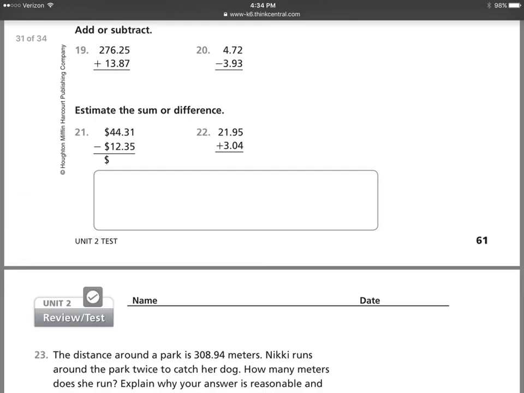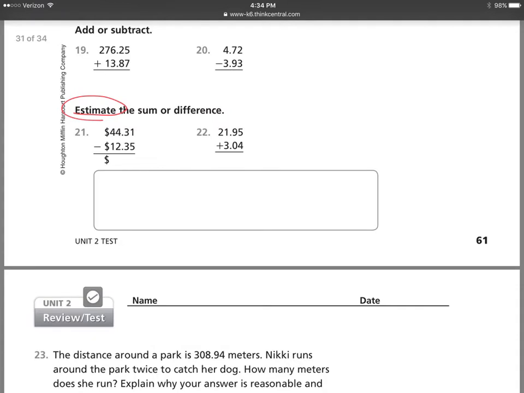Numbers 19, 20 are just simply straightforward add and subtract decimals. They've already lined up the decimal for you. That was wonderful of them. Number 21 and number 22, you're going to have to estimate. And since it doesn't tell you how to estimate or what place value to round it to, then you're going to just estimate to the nearest whole number. We already have discussed where the nearest whole number is.